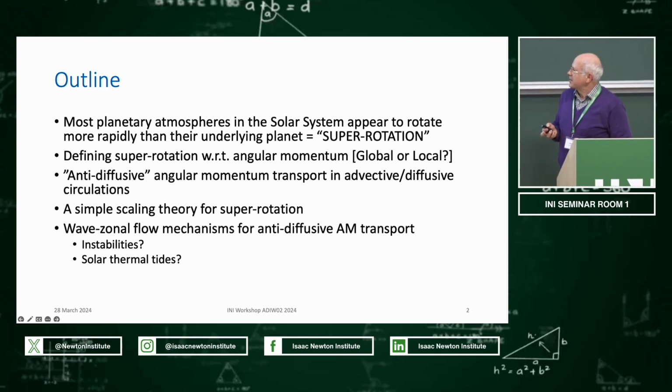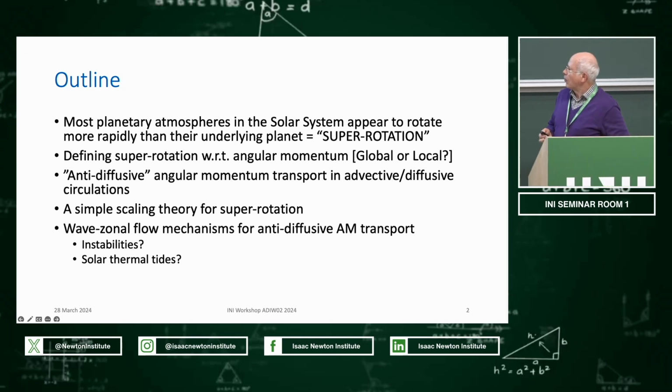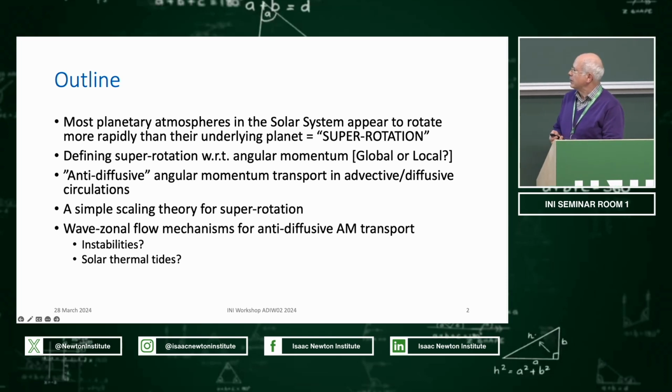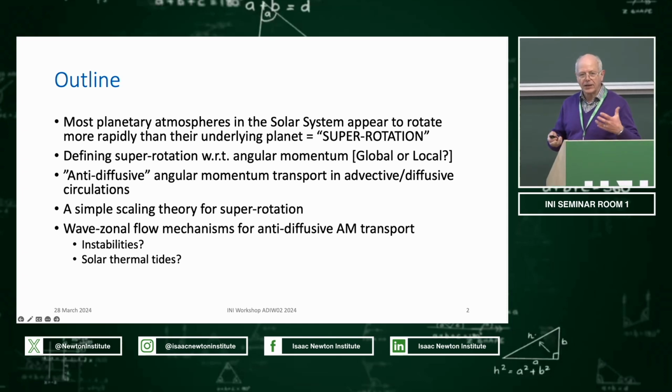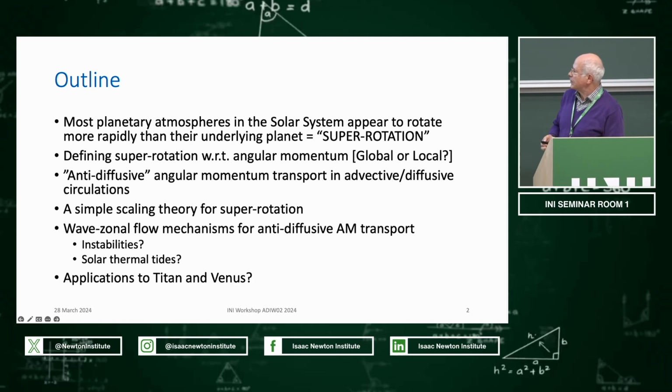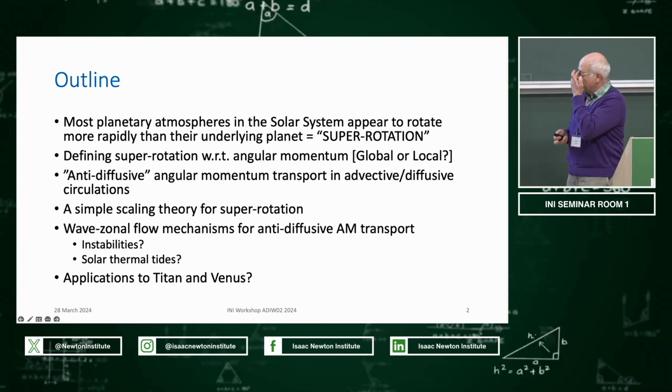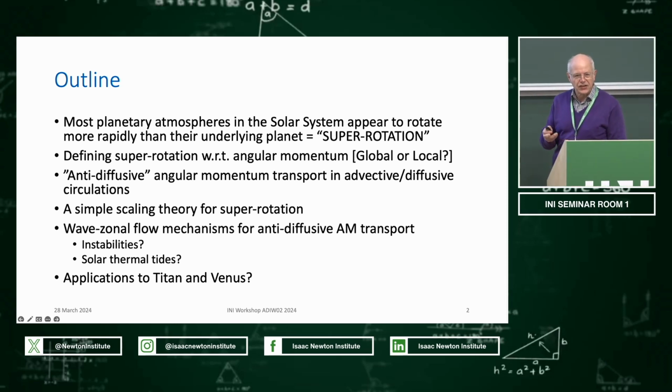So the scaling theory is based on some very simple parameterizations of the effects of eddies within the atmosphere in transporting angular momentum. But that's pretty unrealistic, so we'll also be looking in more detail at some more realistic information on the wave zonal flow mechanisms that are actually responsible for this anti-diffusive transport. And anticipating the results here, we'll be interested in either local instabilities or actually forced wave-like structures that may be induced within the atmosphere. And we'll apply these particularly to these planetary bodies, Titan and Venus, and you'll see why I picked those bodies as the talk progresses.